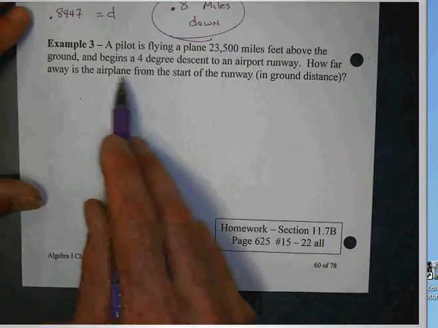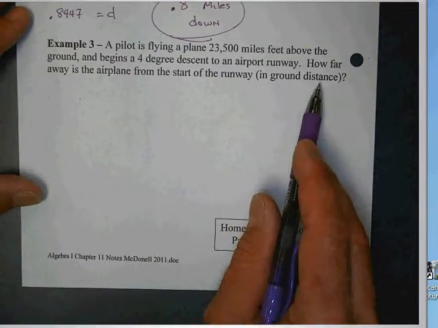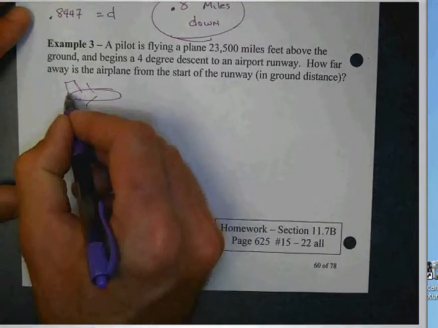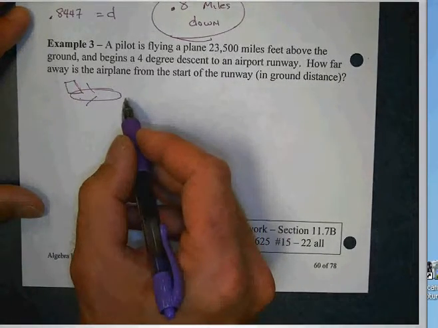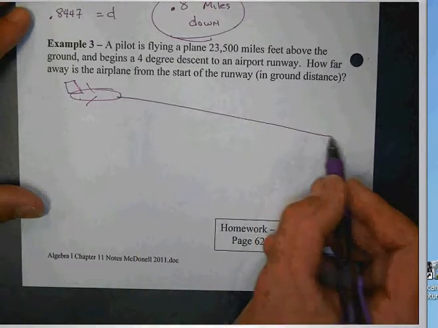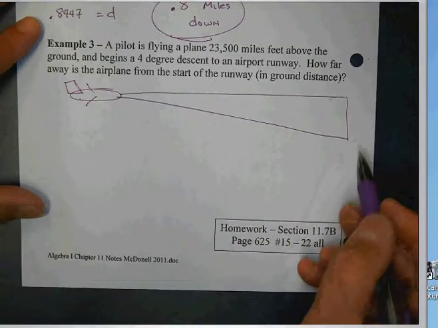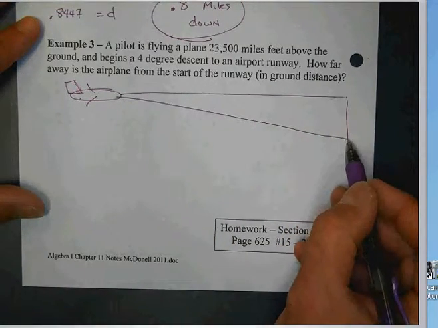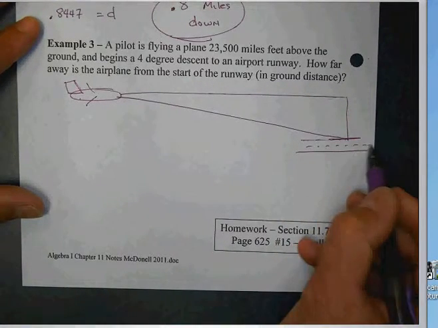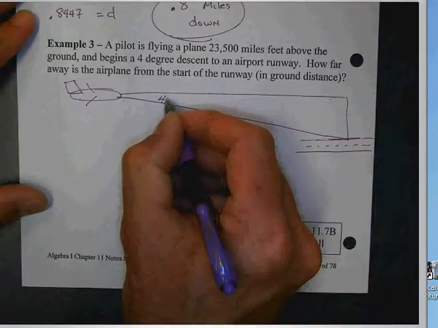But then what do we put in parentheses? In ground distance. So let's draw that. Here we have our plane. He begins a descent. What's down here? The runway. So here it is. 4 degrees. There's your right angle.